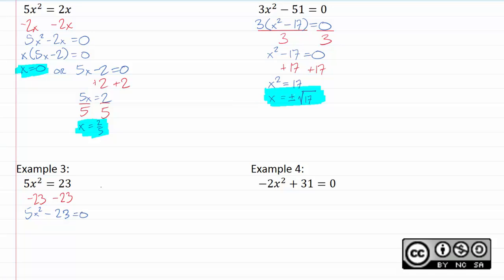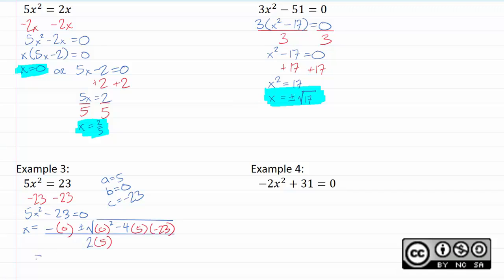If I use the quadratic formula, a equals 5. We don't have an x term, so b equals 0, and c equals negative 23. Therefore, x will equal the negative of 0 plus or minus the square root of 0 squared minus 4 times a times c, which is 5 and negative 23. And then we simply divide that by 2 times 5.